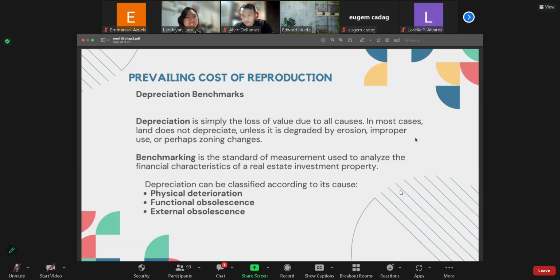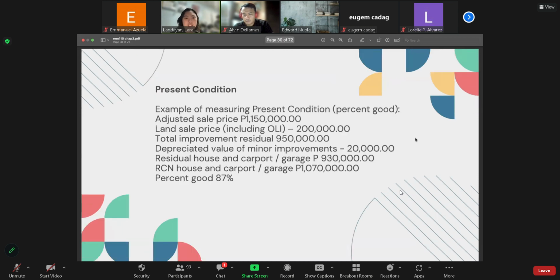Yes, that's correct. And then after that, we talk about the concept of benchmarking. It is the standard of measurement used to analyze the financial characteristics of a real estate investment property. So it could be classified according to its cost, physical deterioration, functional obsolescence, and then external obsolescence.